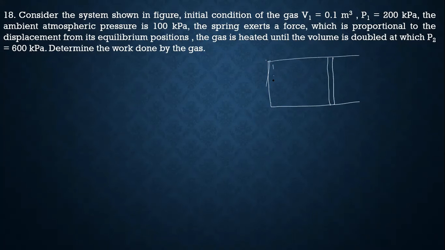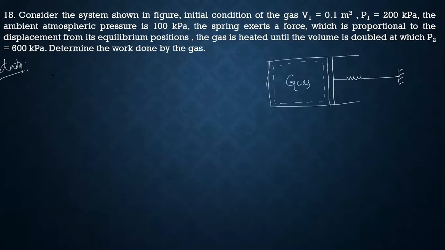Inside the cylinder, there is a gas, and a spring is also connected which exerts a certain amount of pressure. This is the figure. Initial condition of the gas: V1 is 0.1 meter cube, P1 is 200 kilopascal, that is 200 into 10 to the power of 3 Newton per meter square. The atmospheric pressure is 100 kilopascal.